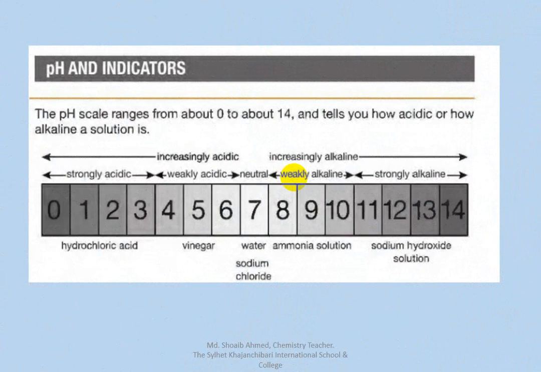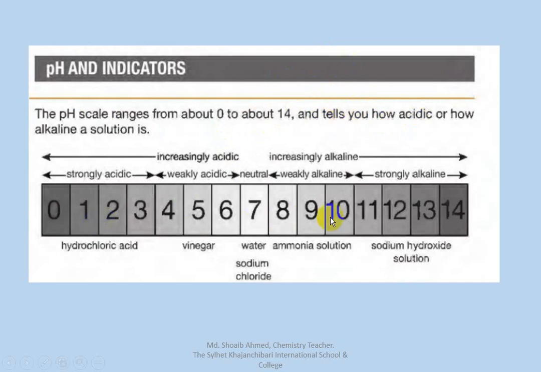The pH and indicators. The pH scale ranges from about 0 to 14 and tells you how acidic or how alkaline a solution is. This is the pH scale. Have you seen it? It is about 0 to about 14, not exactly 0. If you say pH 0, what will it be? It is about 0, like 0.001, not actually 0. About 0 to about 14.